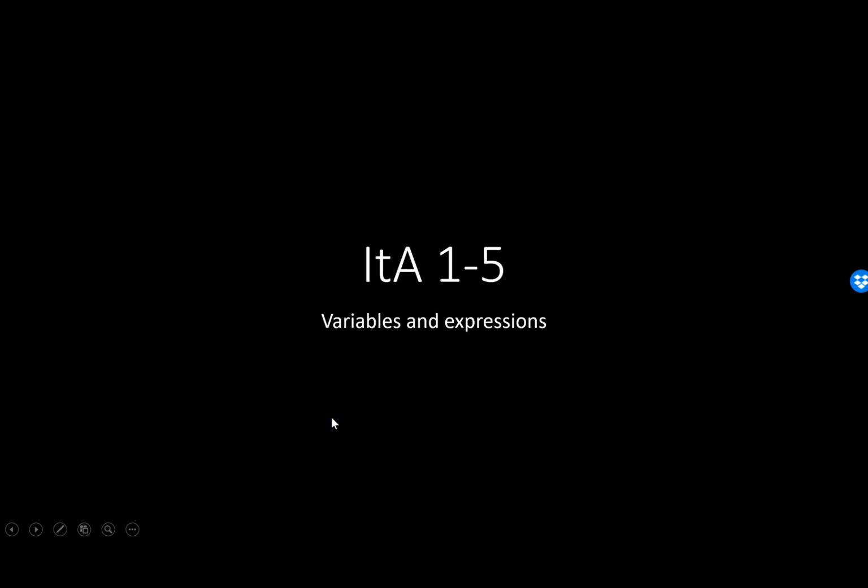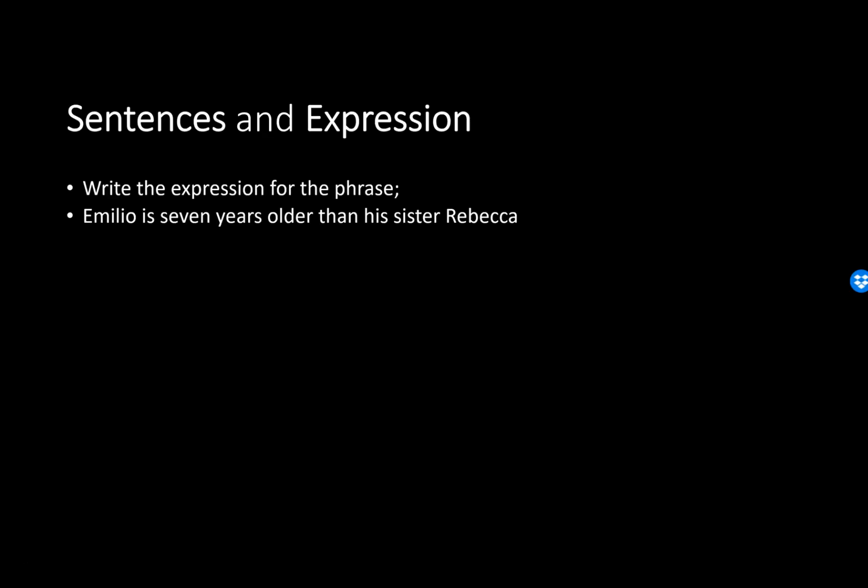All right. Chapter 1, Lesson 5, Variables and Expressions. Let's go. So we're going to start out with different sentences and expressions. So these would be a mathematical expression and a mathematical sentence. So write an expression for the phrase, Emilio is 7 years older than his sister Rebecca.